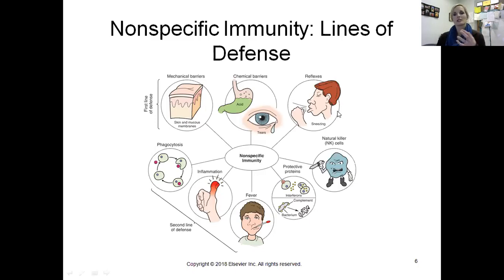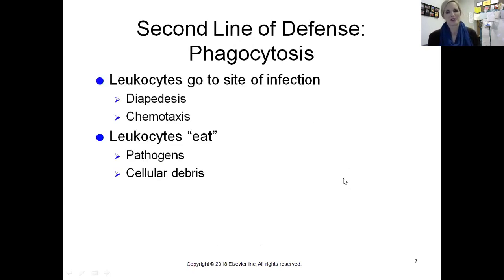Reflexes such as coughing and sneezing are there to try and get things out of our nose and our mouth. It's more of a reflex, so we don't think about it, but that's what the body is doing. Then we get into our second line of defense. So again, the process of phagocytosis, the ingesting of those foreign materials, inflammation, our body going through fever. We have different proteins called complement proteins and interferons, which we'll get into. And then this is such a goofy picture, but those natural killer cells as well. And so I'll talk to you guys about those.